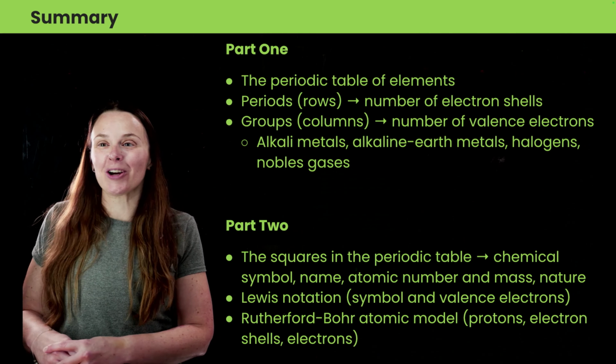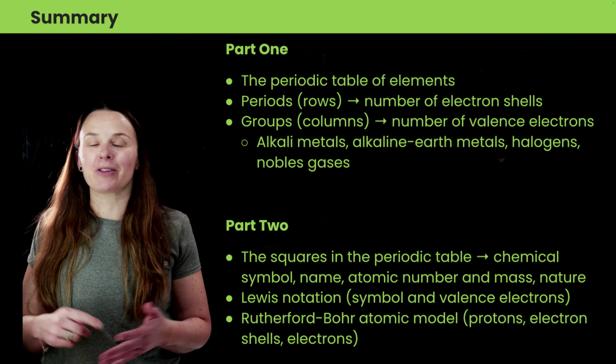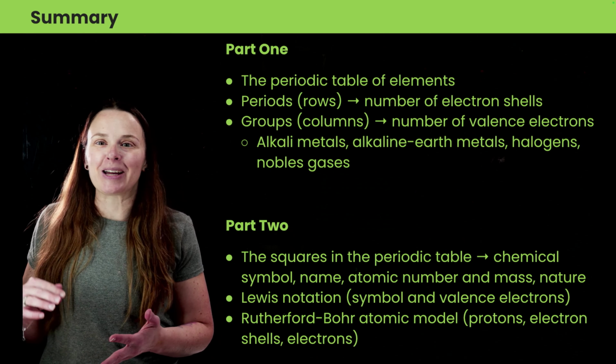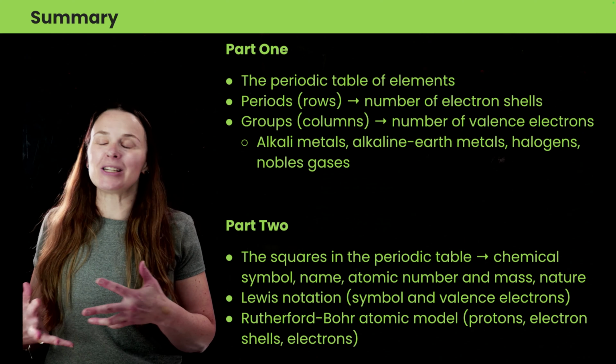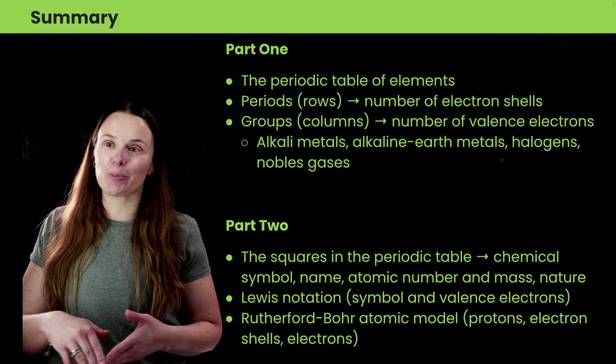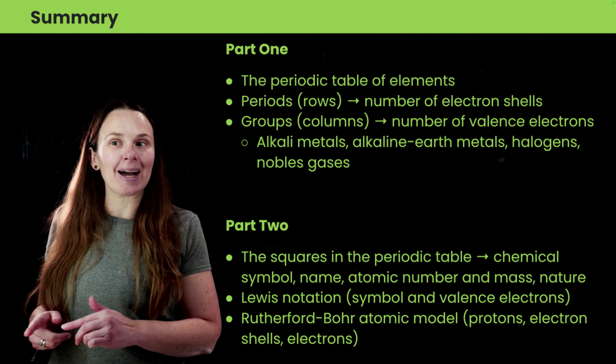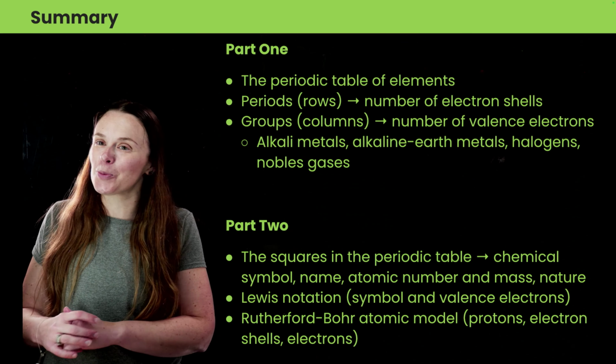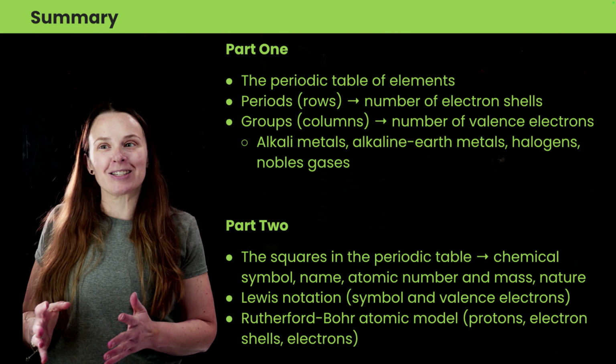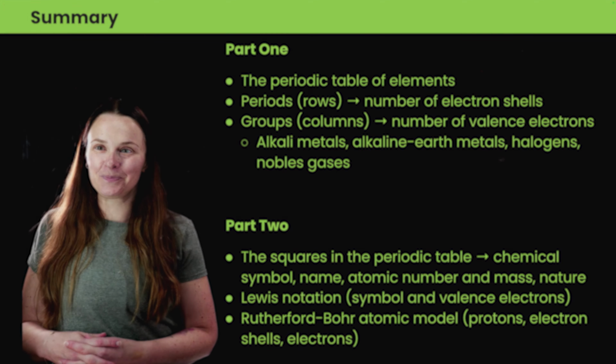Part 2 of the periodic table of elements, where we talked about the chemical symbol, the atomic number, the mass. We did Lewis notation and the Rutherford-Bohr model. If you are still a little unsure, I would recommend going back and checking them out again and doing all those practices. Otherwise, I'll see you at our next crash course.